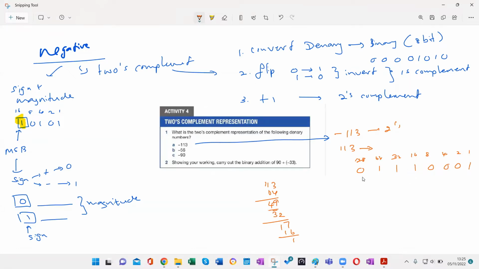Okay, did you get this as the answer? This is correct. If you want to check whether this is correct, just add these up. That's 64, 32, and 16. 64 plus 32 is 96. 96 plus 16: 96 plus 10 is 106, plus 6 is 112. And there's one more. 112 plus 1 is 113. So this is correct.